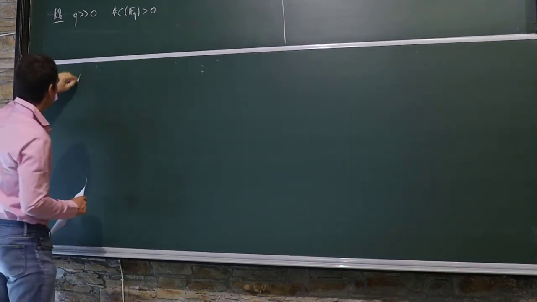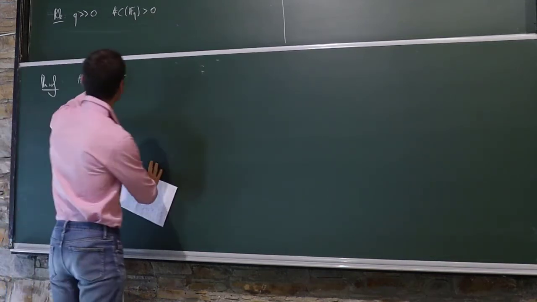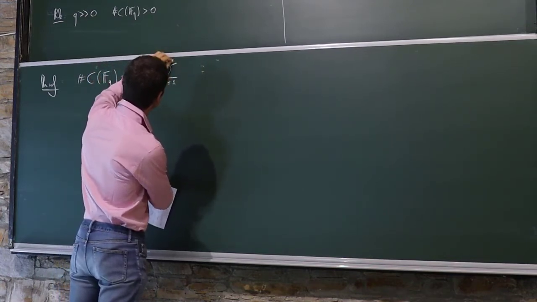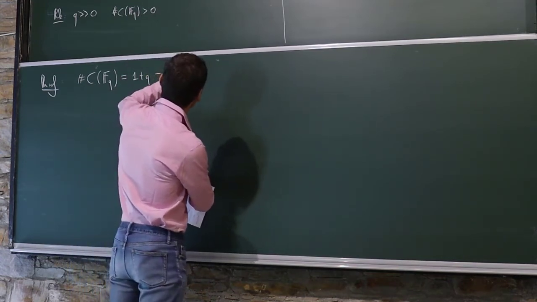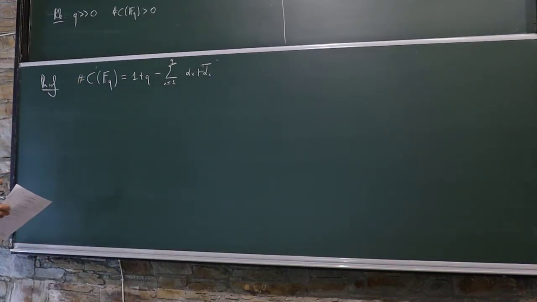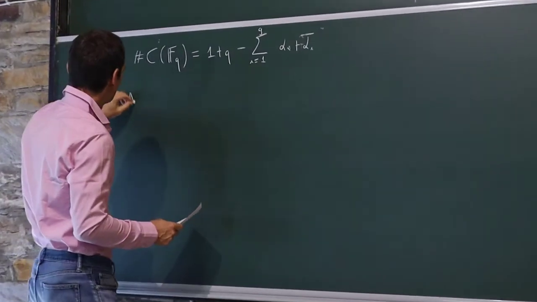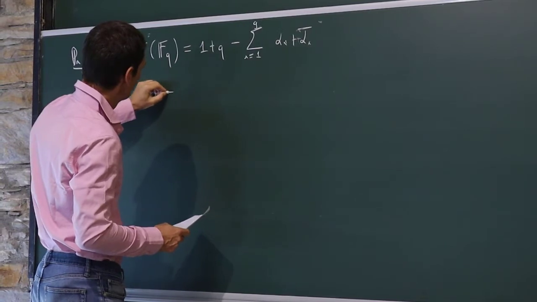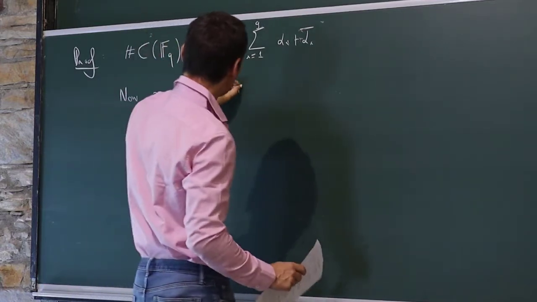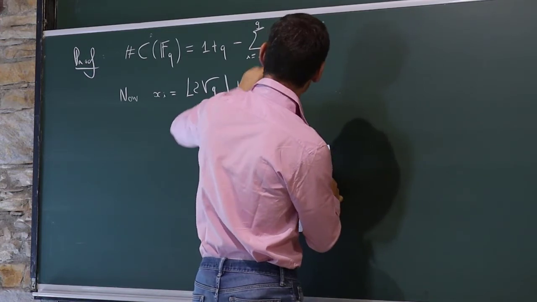Remember that we wrote that the number of points of C over F_q is 1 plus q minus the sum from i equal 1 to g of alpha_i plus alpha_i bar, where these are the roots of the numerator of the zeta function. Now let's define x_i as the integral part of 2 square root of q, plus 1, plus alpha_i plus alpha_i bar.